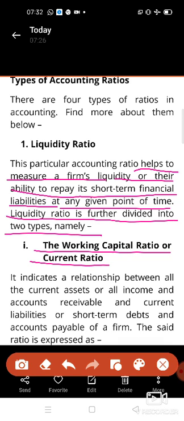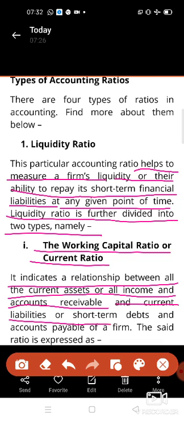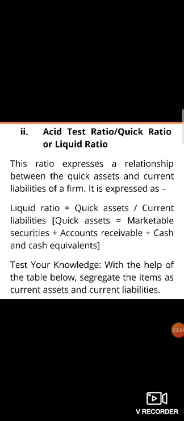It indicates the relationship between all current assets, or all income and current account receivable, and current liability, or short term debt and account payable of a firm. The said ratio is expressed as below. Current assets divided by current liability.